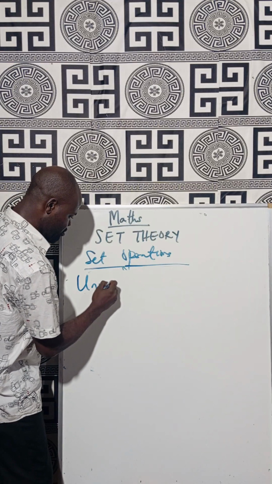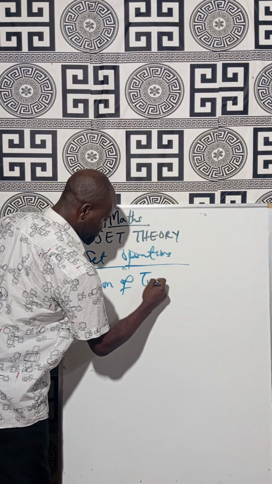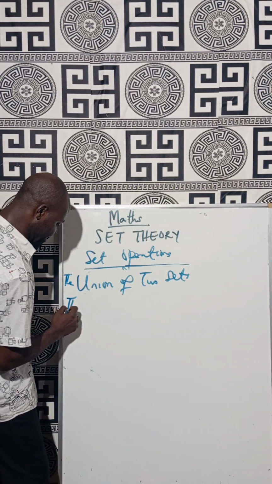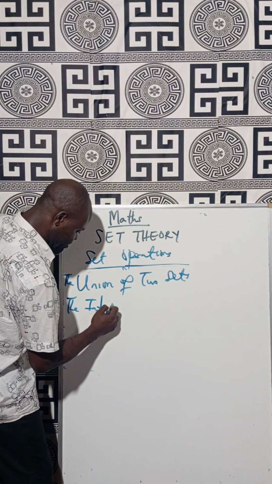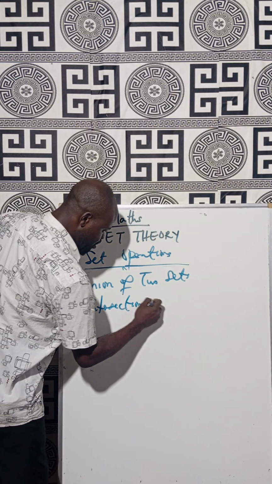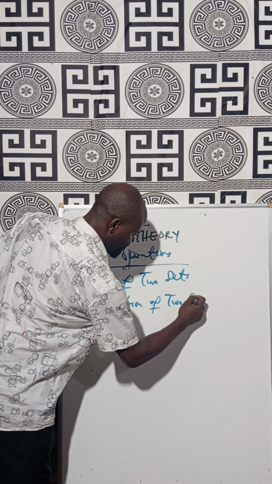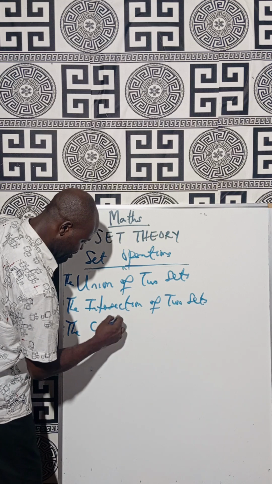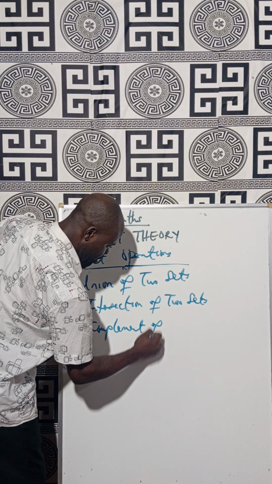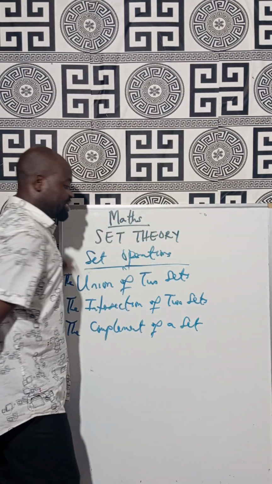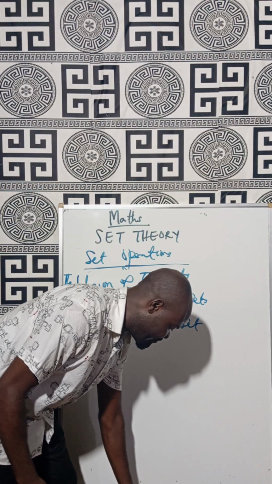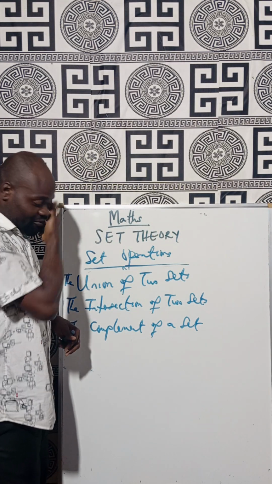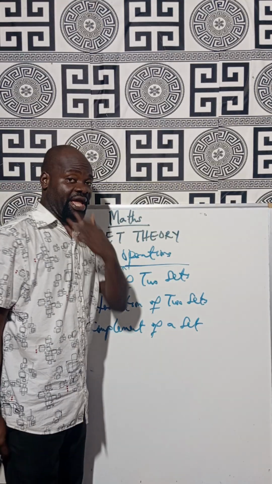The union of two sets. And let's look at the intersection. The intersection of two sets. Okay. And let's look at the complement. The complement of a set. All these also have their own symbols. You understand me now? Union of two sets, intersection of two sets, and the complement of a set.